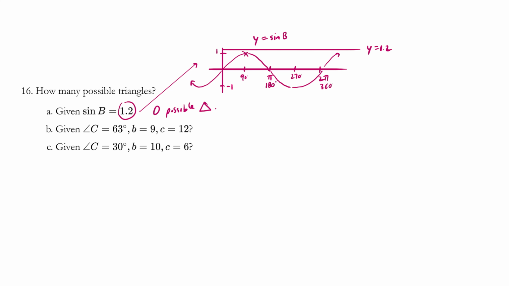Now let's try B. We have angle C is 63 degrees. So let's draw something roughly like 63 degrees. We'll label it C. And let's try to make this drawing make sense. Let's make this side length a bit longer than B, because the goal is to make this 12 longer than this side here. We'll call this B.